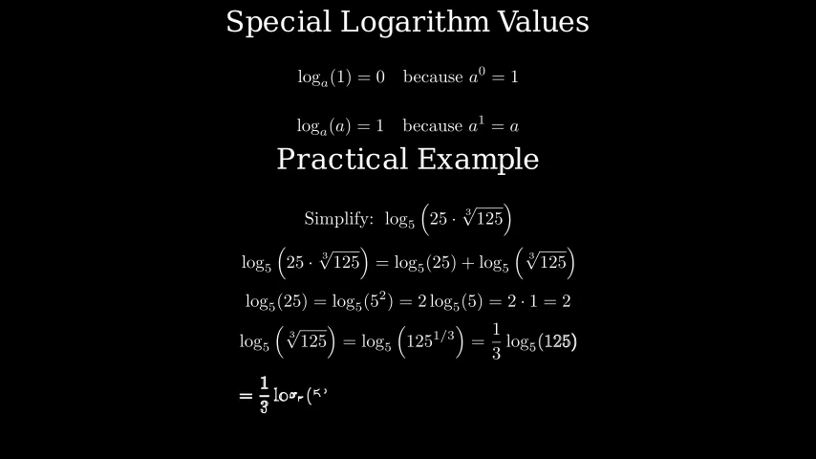For the second term, we can use both the power rule and the fact that 125 equals 5 cubed. Log base 5 of the cube root of 125 equals log base 5 of 125 raised to the power of 1/3, which equals 1/3 times log base 5 of 125, which equals 1/3 times log base 5 of 5 cubed, which equals 1/3 times 3, which is 1.